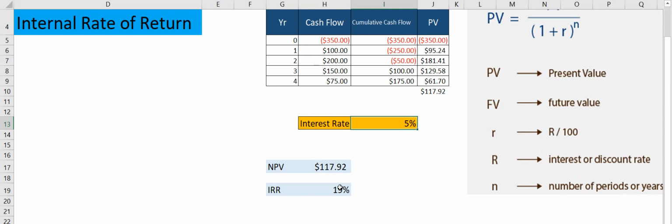Then we are also going to see the internal rate of return. How the internal rate of return is calculated is, we take all the investment that we made plus all the years, and we just have to simply type the formula, that is equal to IRR. You just have to select all the years and you find the internal rate of return.